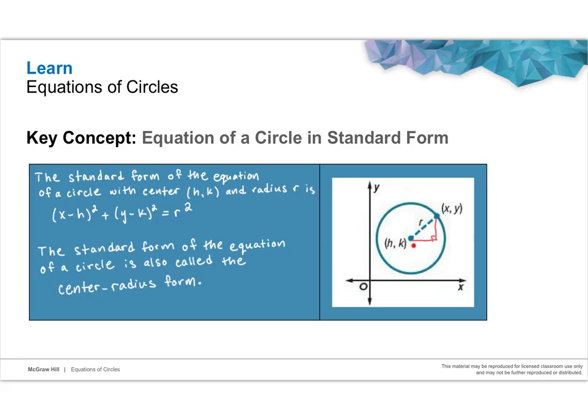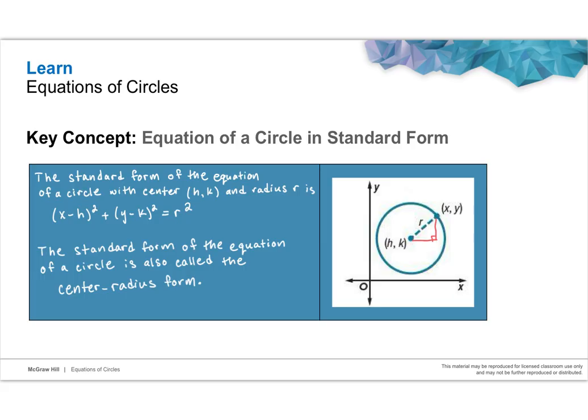So hopefully you can see that the difference between x and h would be this length here. And then in the same fashion, the vertical distance here would be the difference between the y coordinates, which would be y and k. So there's the differences, the subtractions between x minus h and y minus k. Those are the lengths of those legs of the triangle that we've added to this diagram.